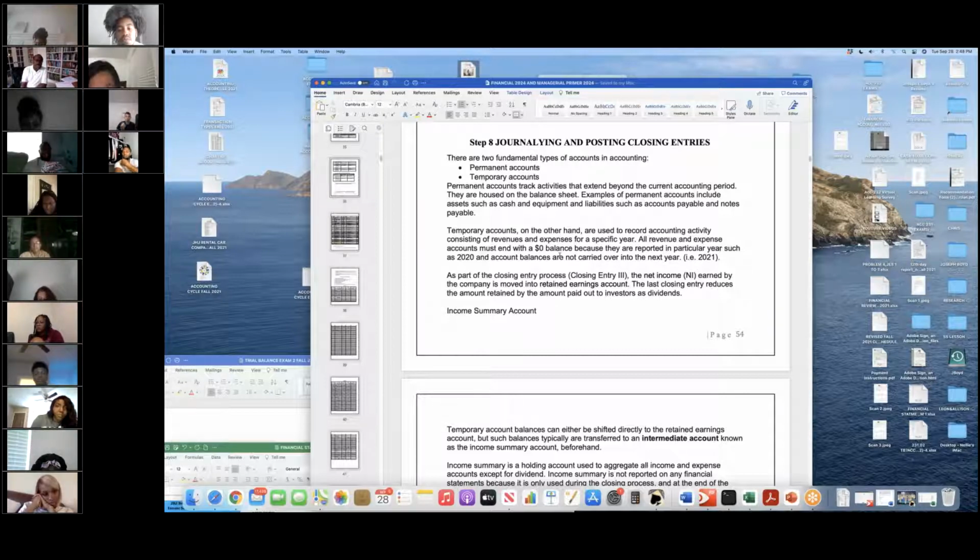As indicated, it's just like the balance on your tuition and fees. Once you pay it, the university closes it out because they need to start again next year. Well, it's the same thing with revenues and expenses and dividends. Once the year is up, we close them all out to retained earnings, and then we start anew.